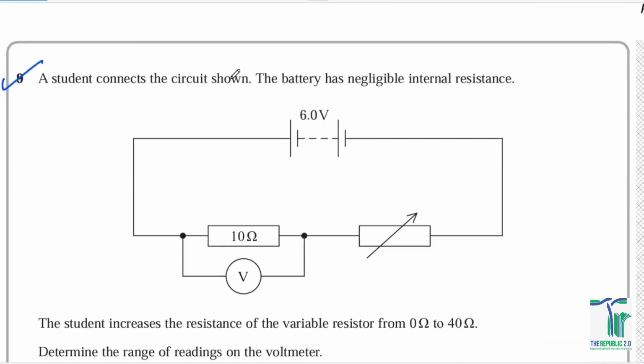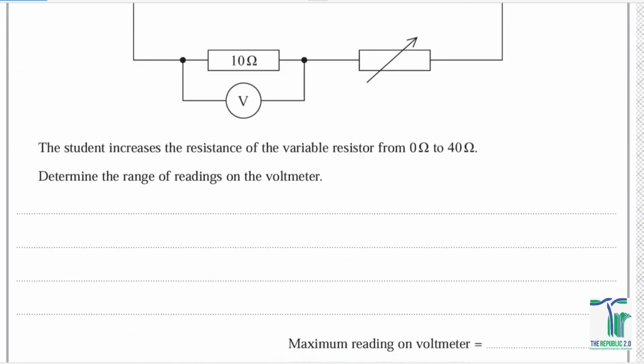In question number 9, the examiner says that a student connects the circuit shown. The battery has negligible internal resistance. You've got 6 volts, a 10 ohm constant resistance with a voltmeter around it, and then a variable resistor. A student increases the resistance of the variable resistor from 0 ohms to 40 ohms. Determine the range of the readings of the voltmeter. So we just need to determine the range of the readings of the voltmeter.